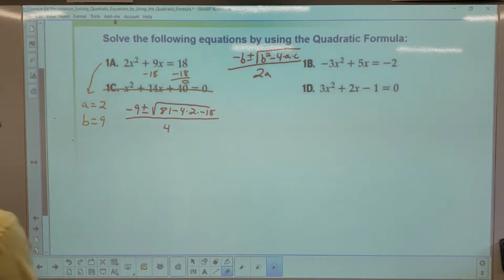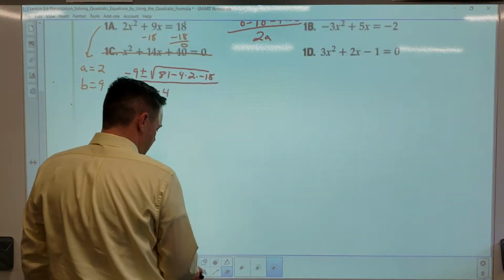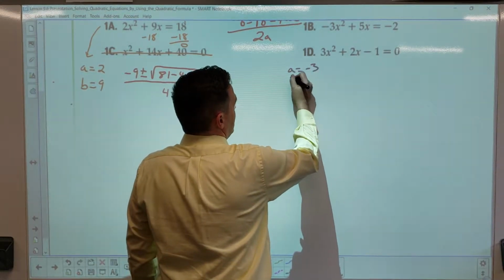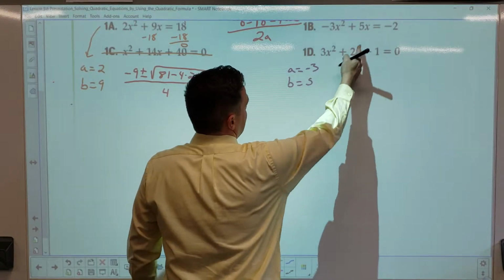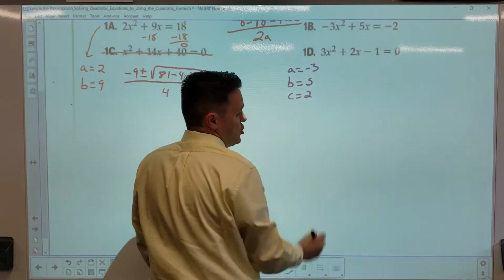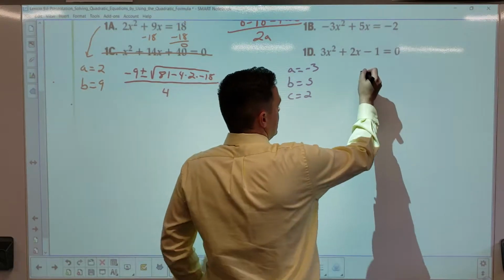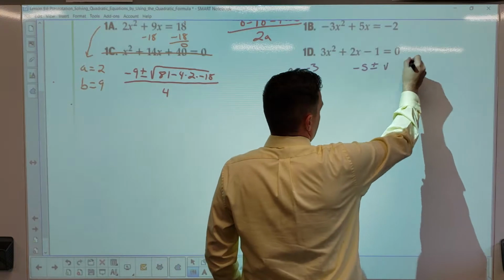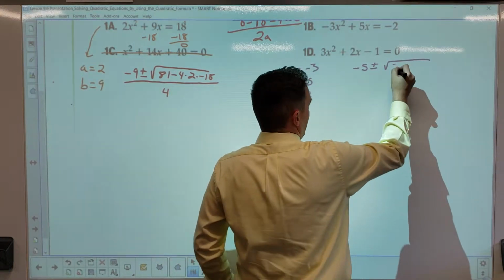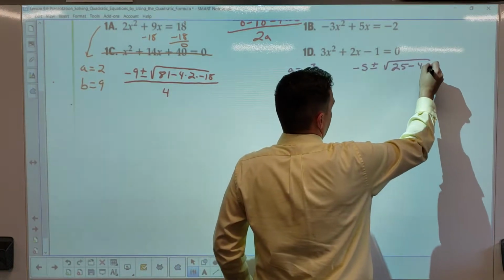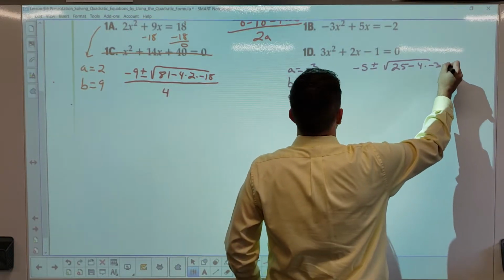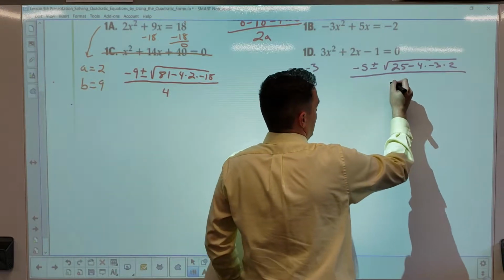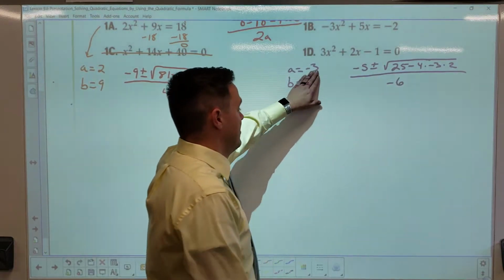All right, 1B. My setup here on 1B is as follows. A equals negative 3, B equals 5, and then C is going to be 2 because that's on the wrong side of the equation. Do your setup. Negative 5 plus or minus, sorry, my 5s are looking like S's, the square root of 25 minus 4 times negative 3 times 2, all over 2 times negative 3, right?